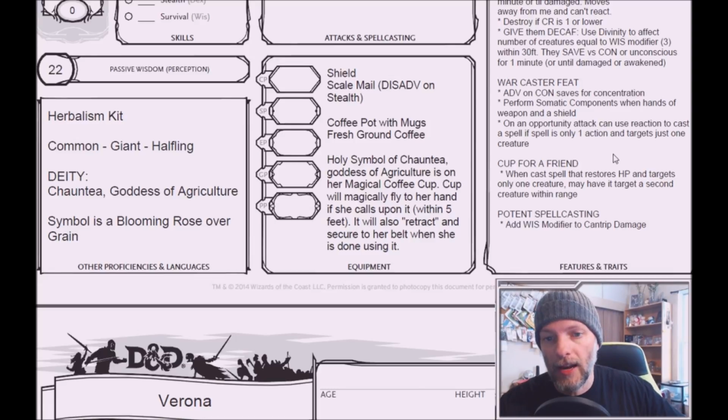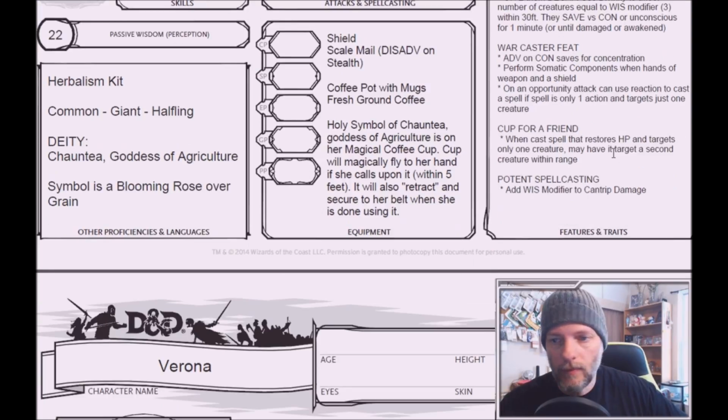This gives us an advantage on our Constitution saves for concentration. We can do the somatic components with our hands full pretty much, and on an opportunity attack we can use our reaction to cast a spell if a spell is only 1 action and targets just 1 creature. So instead of swinging with our mace as an attack of opportunity, we can throw hot coffee in their face, which I think is just excellent.